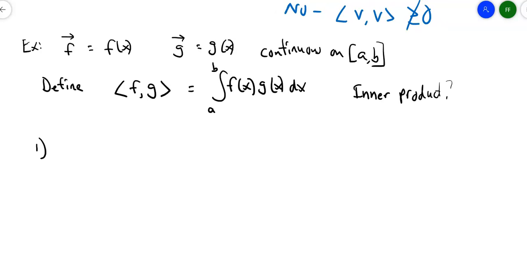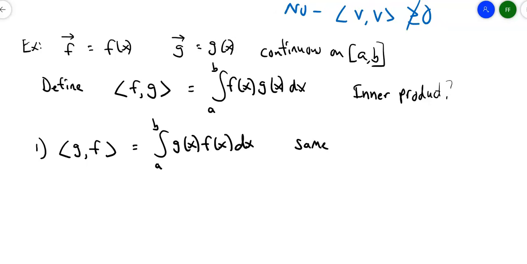Well, first of all, I've got to be able to flip them around and get the same thing. So the inner product of g and f is going to be the integral from a to b of g of x times f of x dx. Well, yes, it doesn't matter which order I do that integral in. I'm going to get the same thing, so I'm okay.